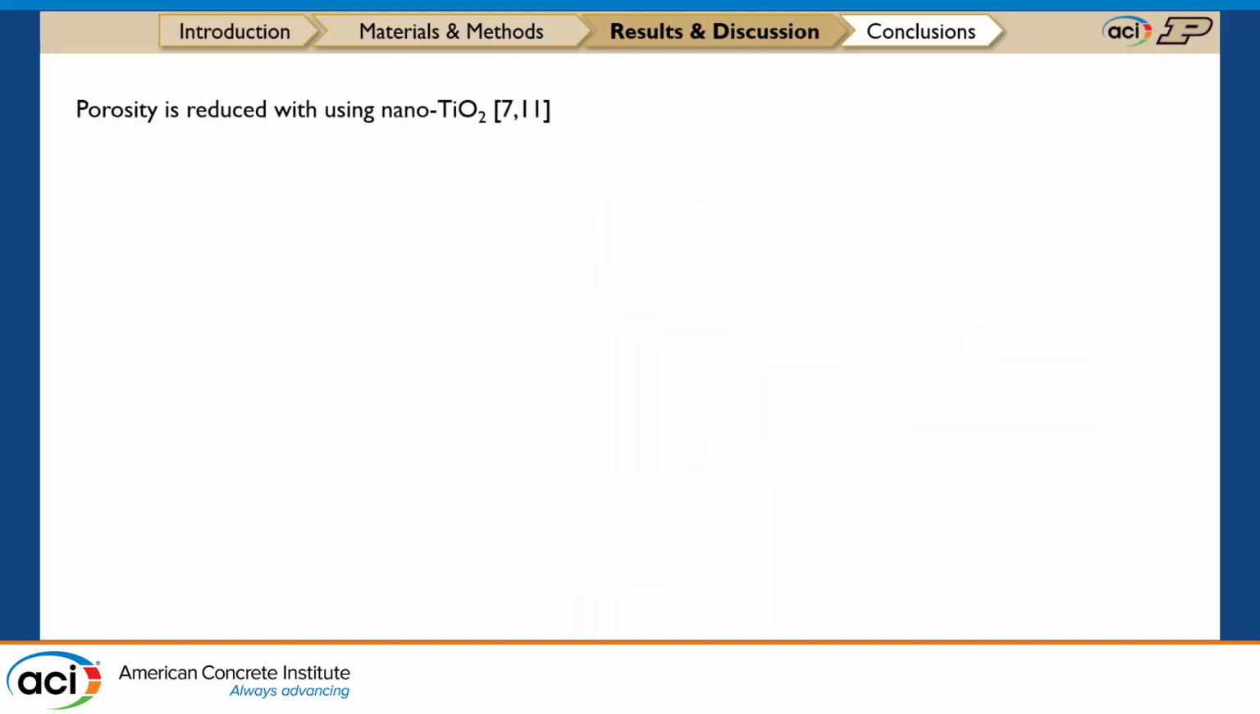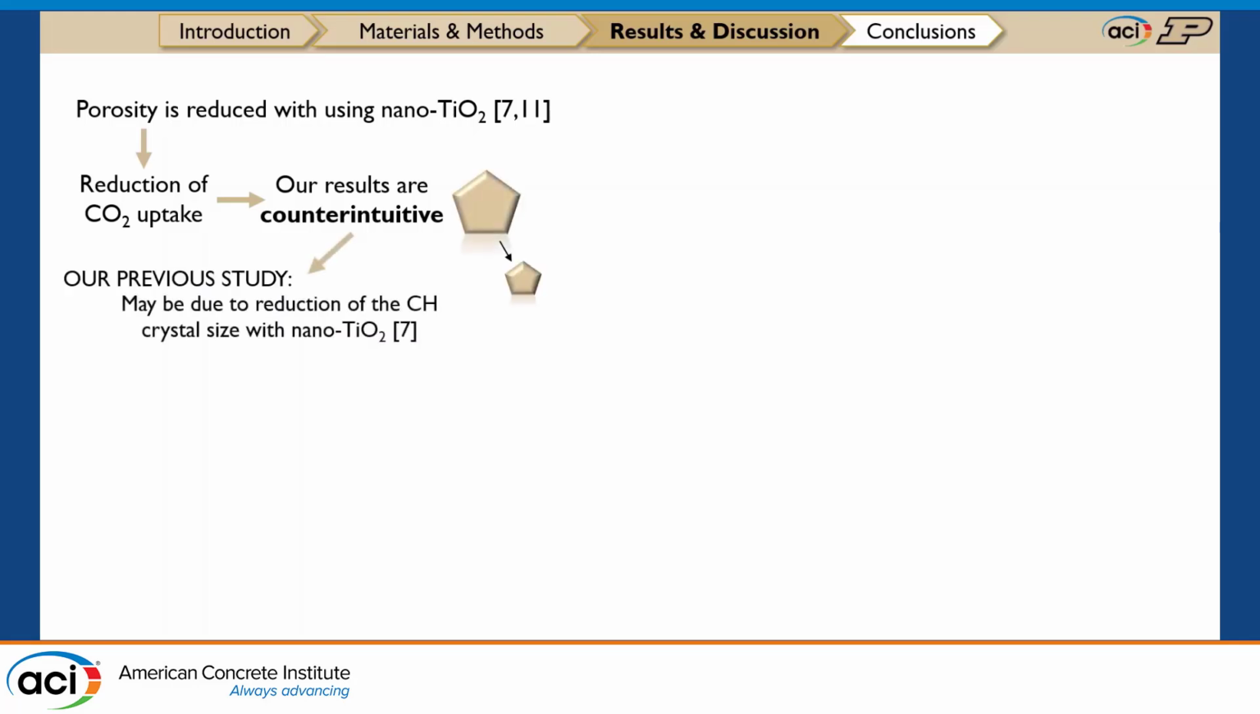So we previously knew that porosity is reduced when you add titanium dioxide nanoparticles. Therefore, this would induce a reduction of the CO2 uptake because we're reducing the diffusion of CO2 into the matrix. Therefore, our results seem a little counterintuitive. However, from a previous study that we did, we saw that this may be due to the reduction of the crystal size of the pH, making it more reactive. But is there any other mechanism affecting this uptake?